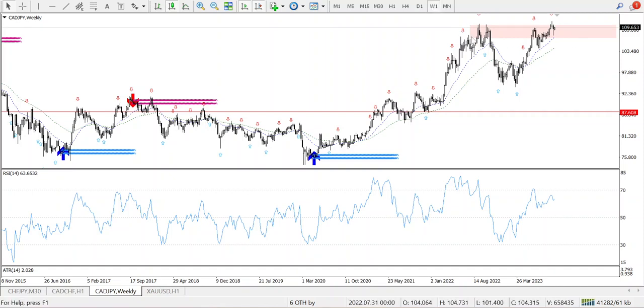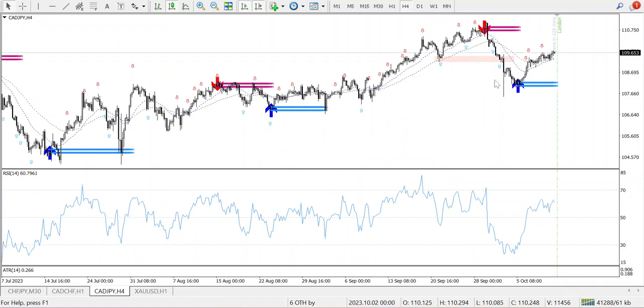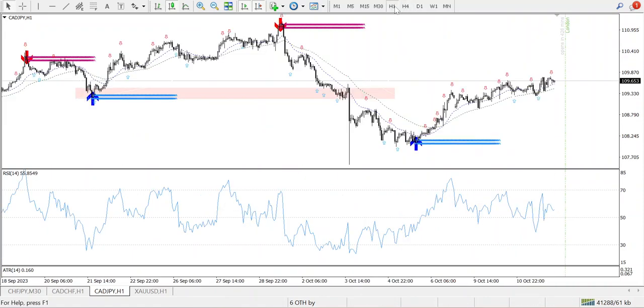I don't want to take this one anymore, and let this one go, because this zone doesn't make sense to me anywhere. Weekly zone, daily it is going up. Hour four going up with lots of noise again. Nothing to see here.